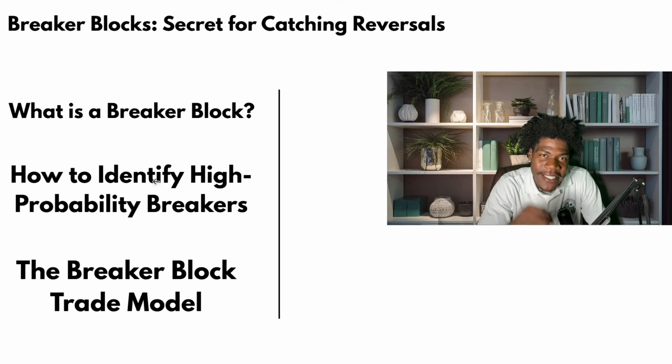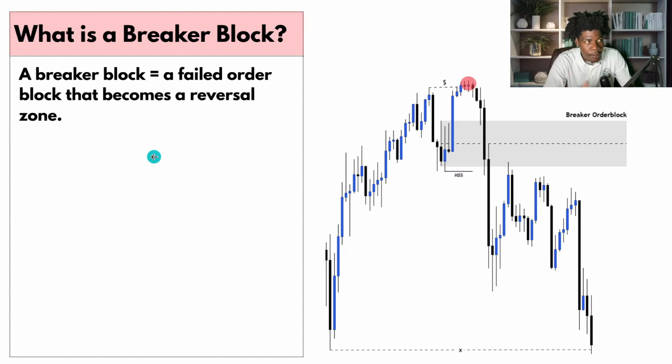Without further ado, let's get straight into this video. So what is a breaker block? A breaker block equals a failed order block that becomes a reversal zone. As you can see right here, this bullish engulfing order block extended higher and gave us a liquidity sweep of these prior highs. Price was only supposed to use this order block to continue this bullish trend, but price purged through this order block. This becomes a breaker order block, a reversal zone.